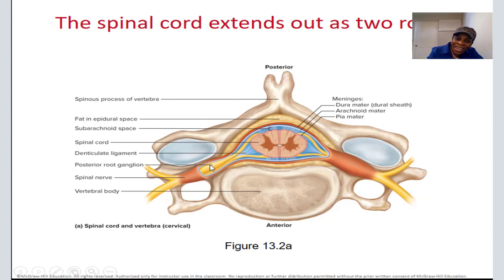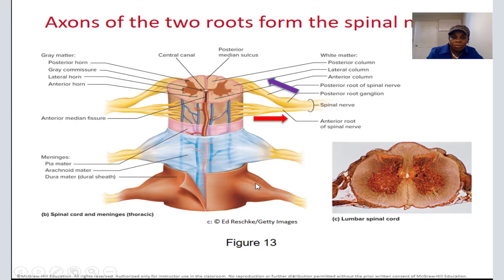It has cell bodies of sensory neurons that will come to synapse to connect to the cell body of motor neurons or interneurons here to give a command back to the motor neuron. And when the two come together, they'll meet here to become a nerve. So the axons of the two roots form the spinal nerve. The sensory neuron coming in and the motor neuron coming out, when the two come together, their name is called what? Spinal nerve.